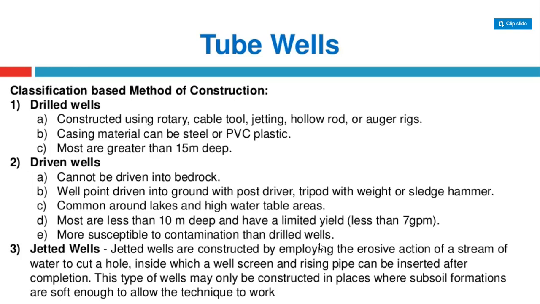Jetted wells. Jetted wells are constructed by employing the erosive action of a stream of water to cut a hole inside which a well screen and rising pipe can be inserted after completion. This type of well may only be constructed in places where subsoil formations are soft enough to allow the technique to work.